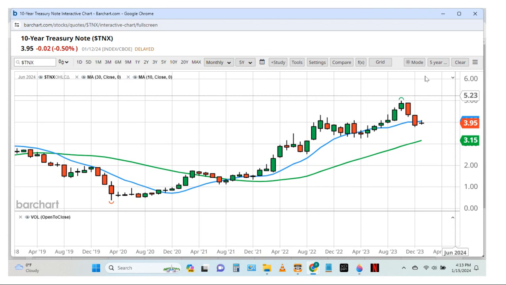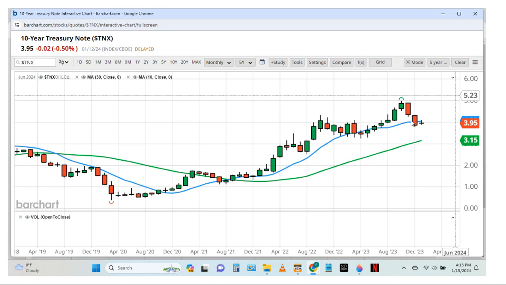Other thing that I like to watch is just general market interest rates. This is just a chart of the 10-year Treasury note, symbol TNX. We can see over the last few months, as the interest rates have come down, right, since October, November, December, as interest rates have come down, markets have went up. So that's kind of an inverse relationship. If these interest rates go back up, I think you'll see the market go down.